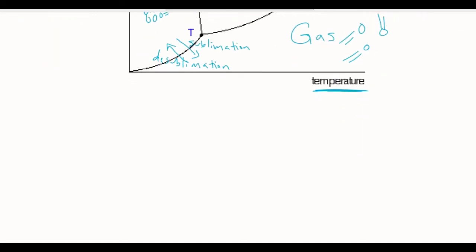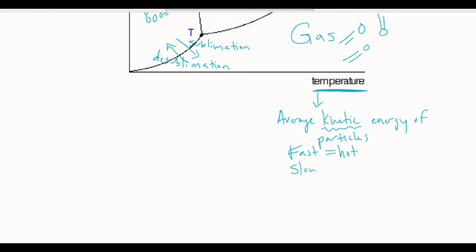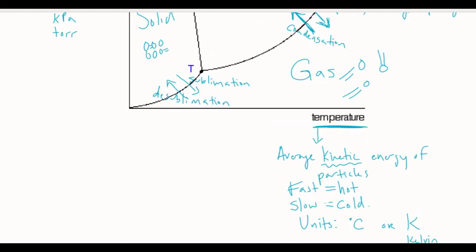Okay, and what about temperature? Temperature is the average kinetic energy of particles. We remember this, right? Kinetic just means movement. So it's how much the particles are moving. If they're moving really, really fast, that means it's really, really hot. If they're moving really slowly, that just means it's really, really cold. Units for temperature are going to be degrees Celsius, or capital K, which stands for Kelvin.